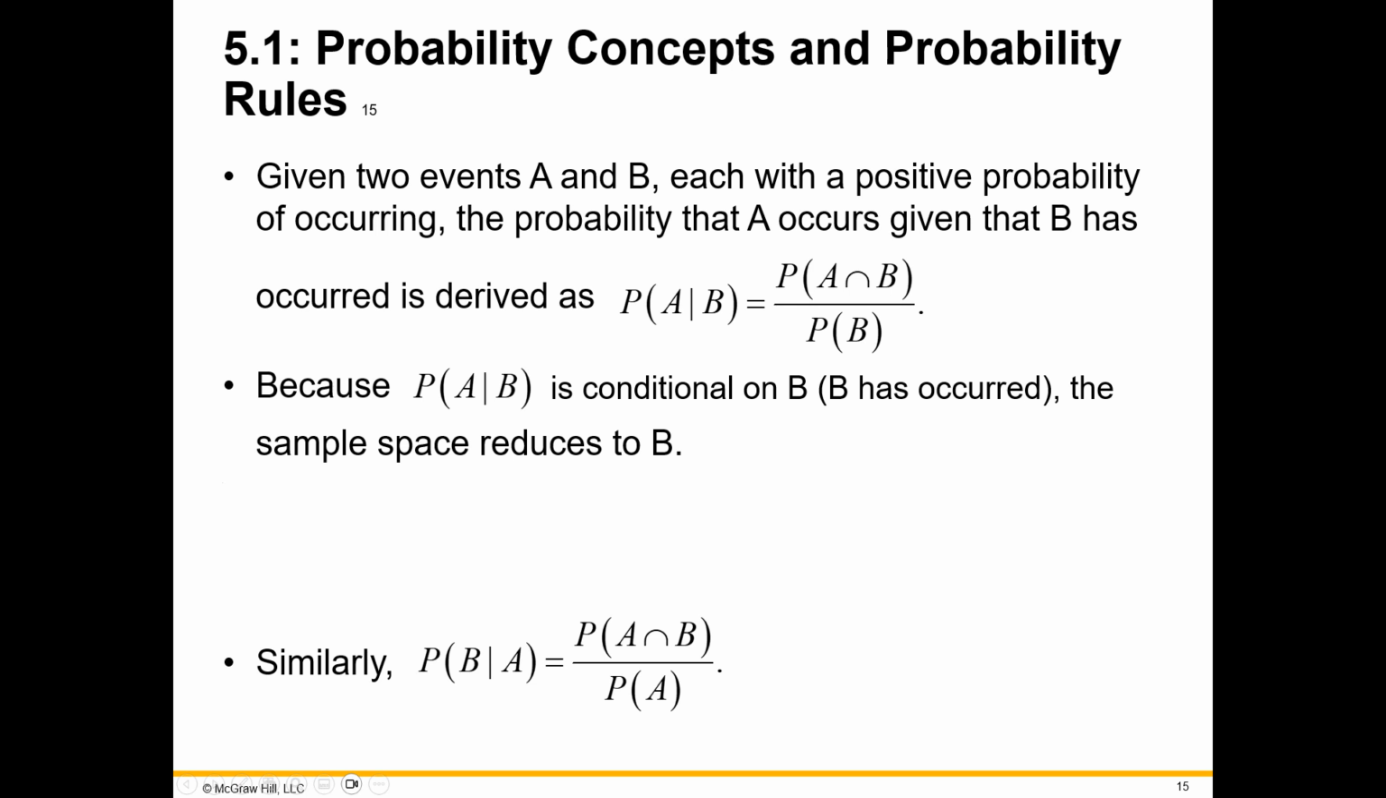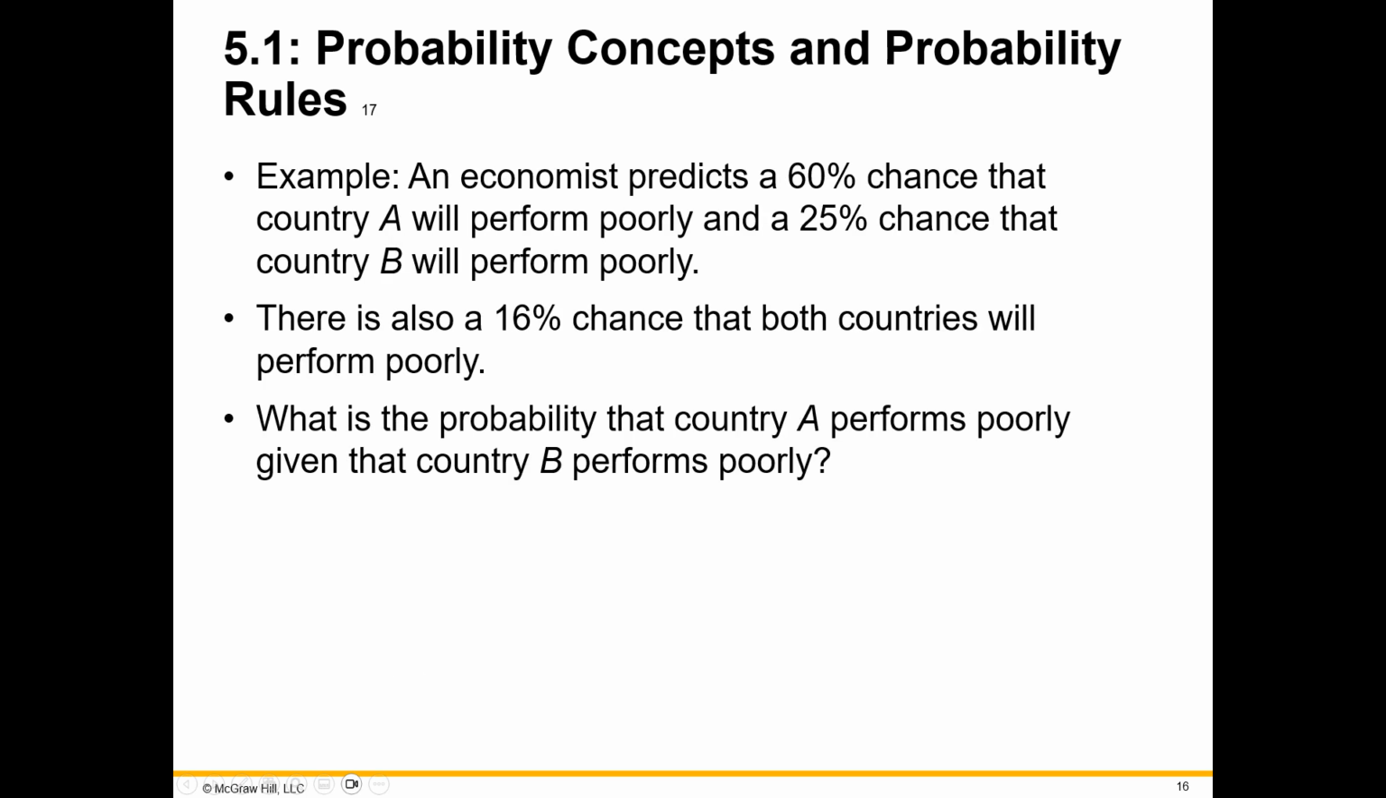Inversely, if we were looking for the other way around, B given A, the formula would look like this. So the thing that you're dividing by, the denominator in your fraction, if you will, is always the probability of the event which is conditional in the calculations that you're doing.